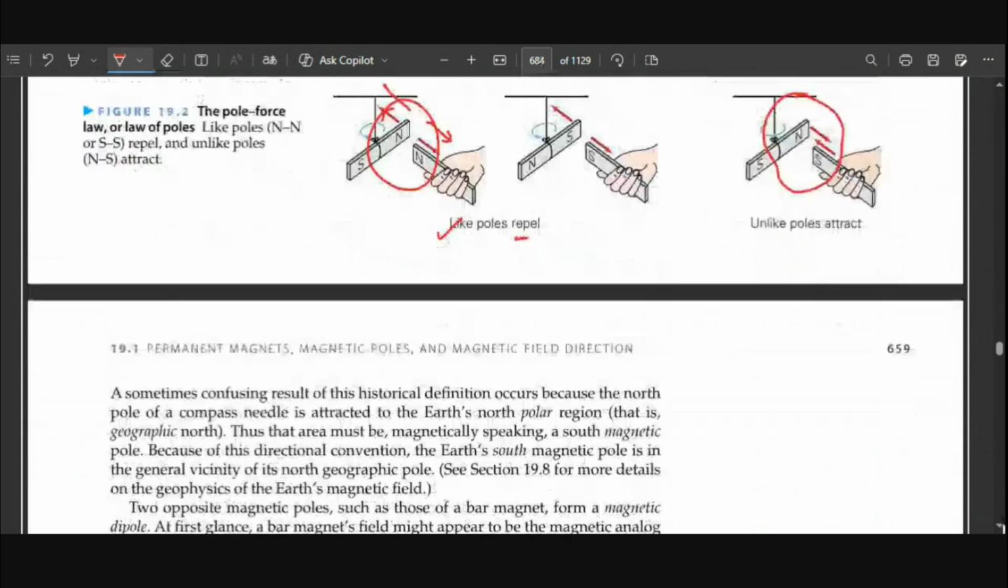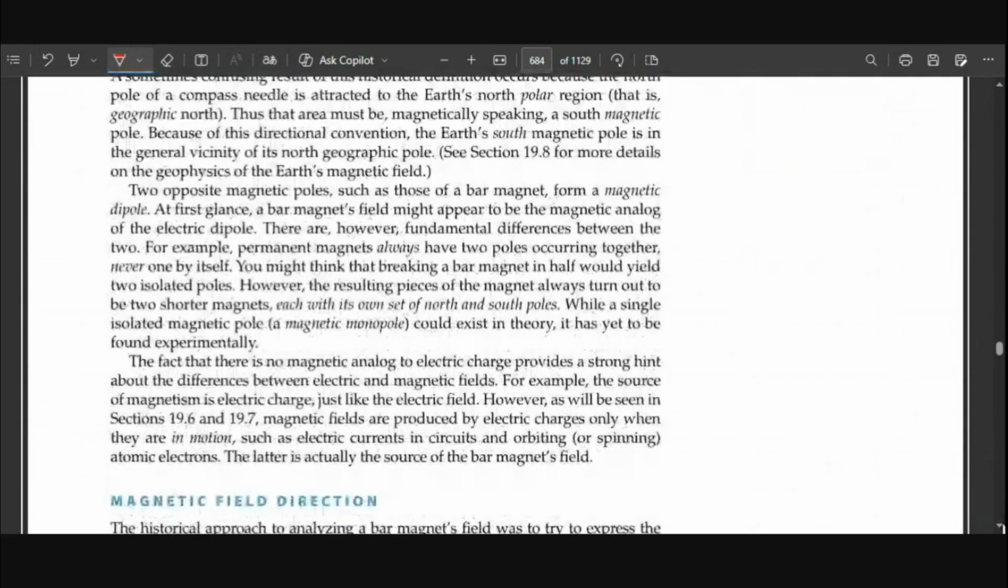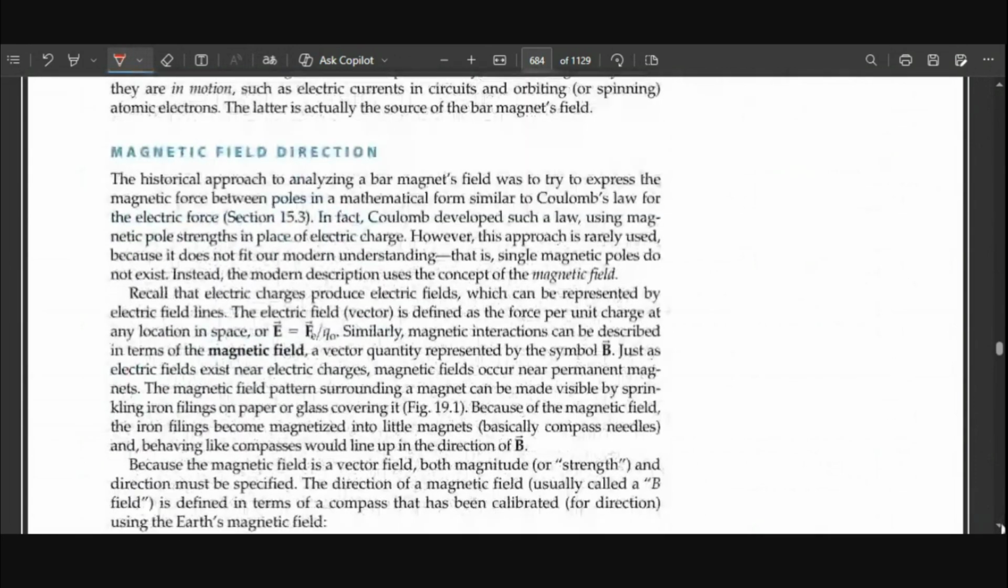We can easily verify this, and we already know this through different activities we have done in previous grades. Then we defined the direction of the magnetic field. The magnetic field direction is somewhat similar to the direction of the electric field we defined. Just like the electric field is directed from positive to negative charge, the magnetic field is defined the same way.